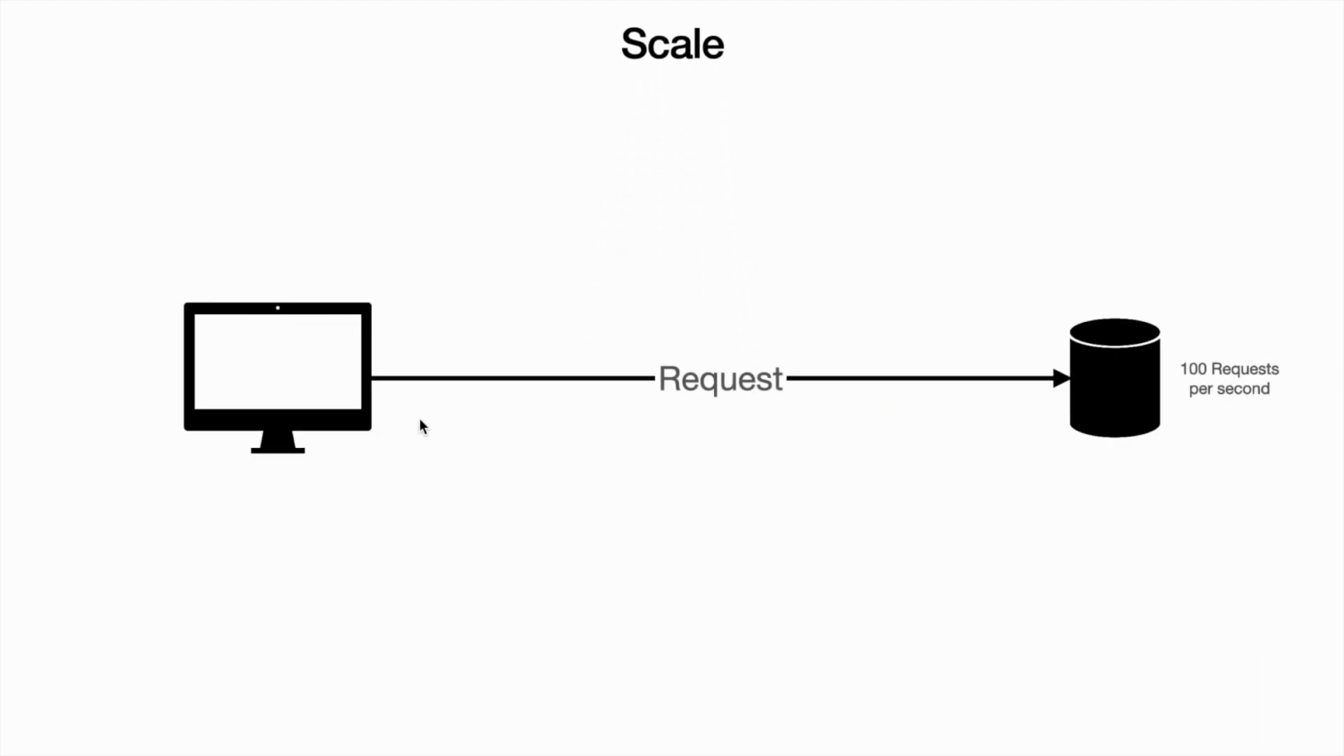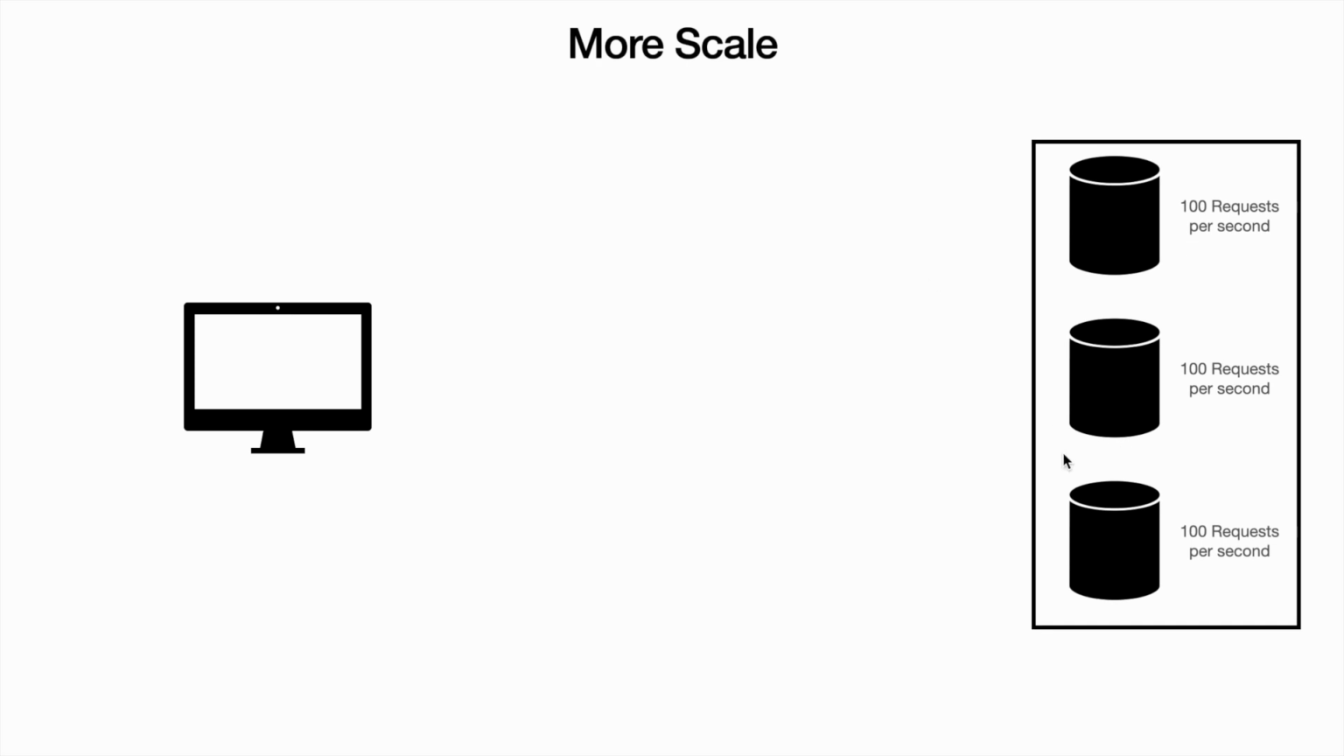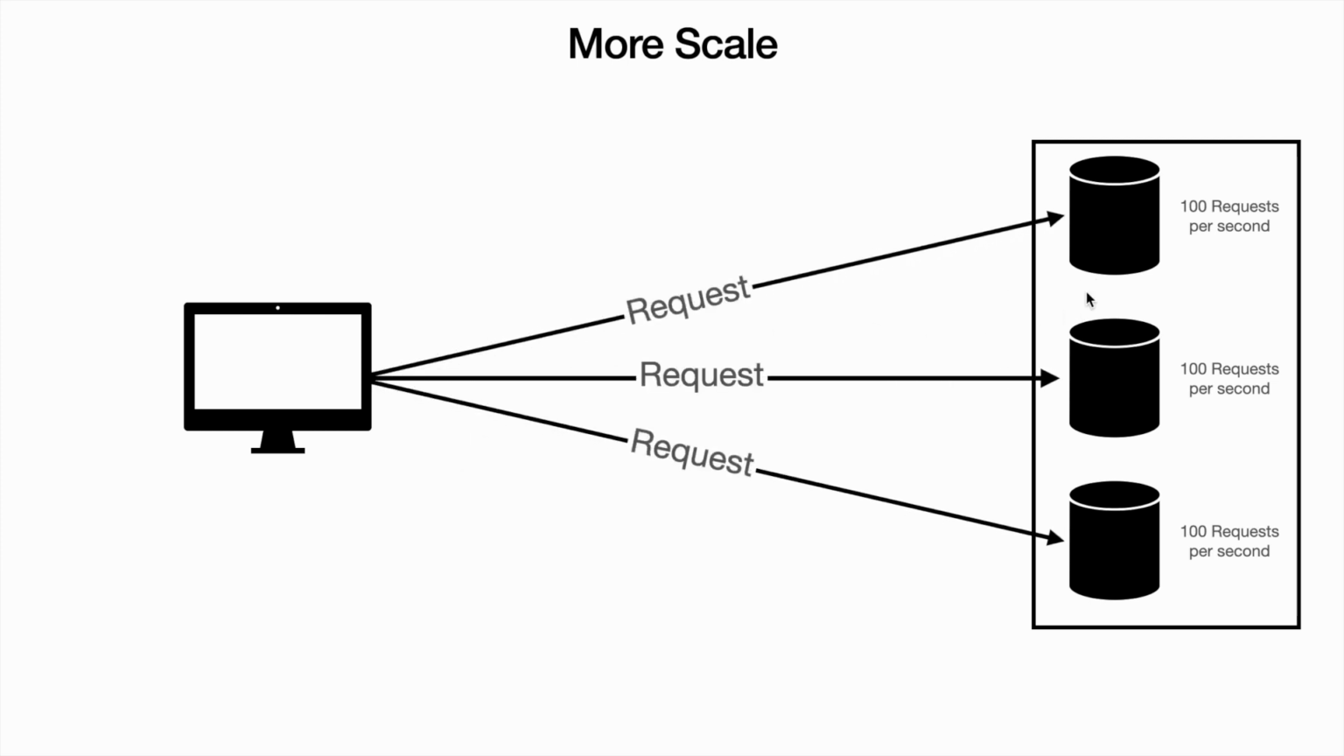Second is the scale. Let's suppose in the same example, the client is making a request to this database and this database can handle only 100 requests per second, because we are using only one database. To handle more requests, we need more databases. Let's suppose we have created 3 databases and each database can handle 100 requests per second, and the client can connect to any database. We are using 3 databases in this system and this system can handle 300 requests per second.